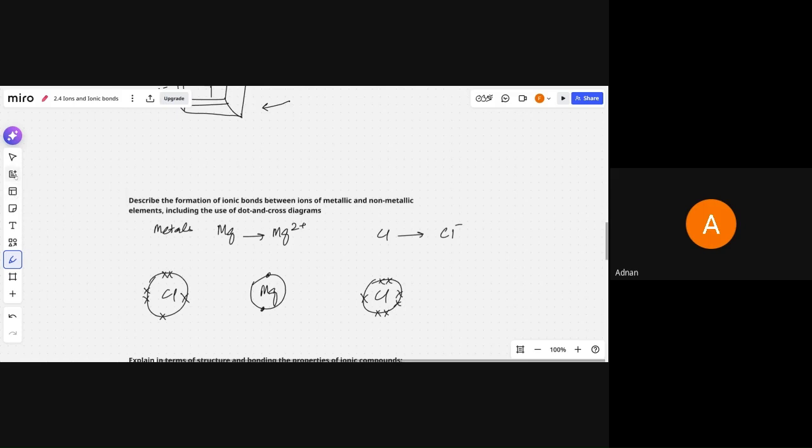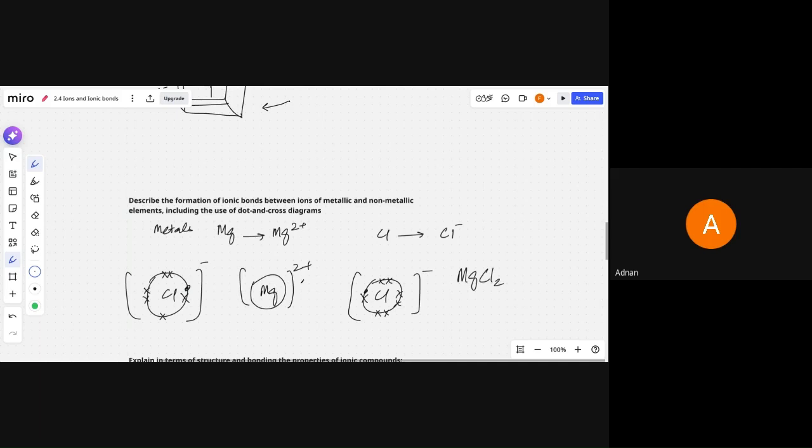So now from magnesium, this electron will be gained by one chlorine, and the second electron will be gained by another chlorine, right? And magnesium will get a 2 plus charge, and each chlorine will have a 1 negative charge, right? So this is how they form a bond, and the formula will be MgCl2. And now they're held together by strong electrostatic forces of attraction.